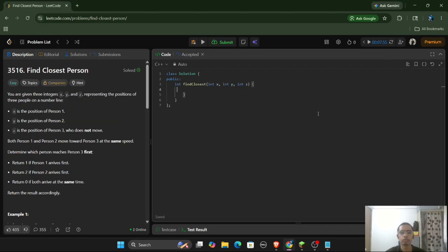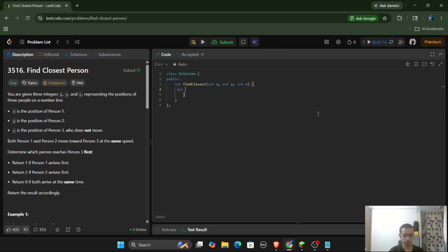Now let's see the approach. Since both persons move at the same speed, we only need to compare their distance from person 3 using the distance formula. We are going to calculate the distance for person 1 from person 3 and the same for person 2 from person 3. I'm going to compare both distances and return the appropriate answer. Let's see the code here.